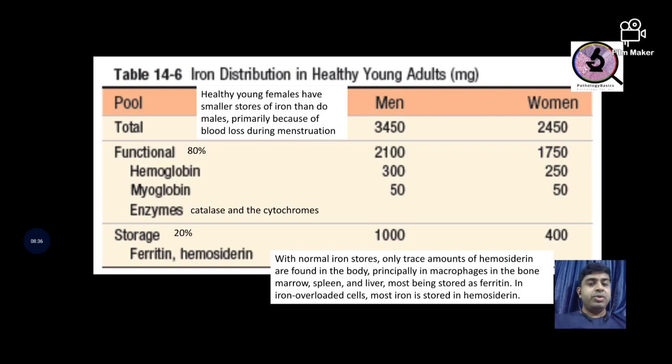Again, as I told you, most of the storage is in the form of ferritin. Normally, hemosiderin is found in macrophages in the bone marrow, spleen, and liver. Okay, only when ferritin stores are replete, then iron starts getting stored in the form of hemosiderin.